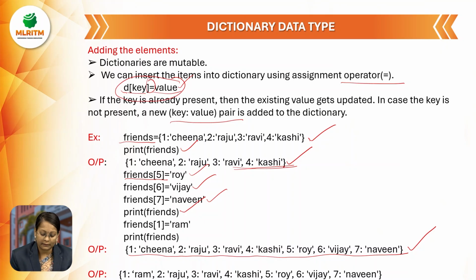Now, if the key is already present, then it updates the value of the corresponding key. Just observe this example: friends of 1. 1 is a key and Ram. At 1 we have China as a friend, but here I am updating the value of key 1 with Ram. Then instead of China, I got the output like this. So in place of China, I updated the value with Ram.